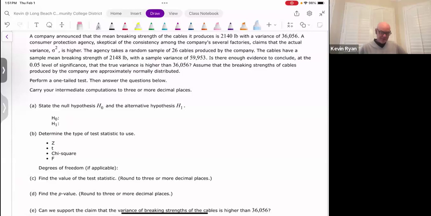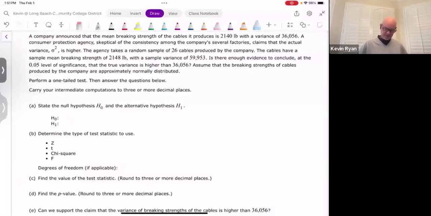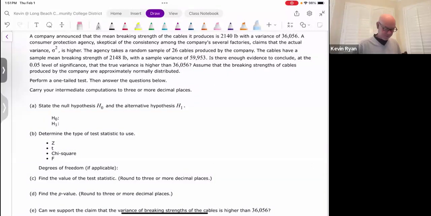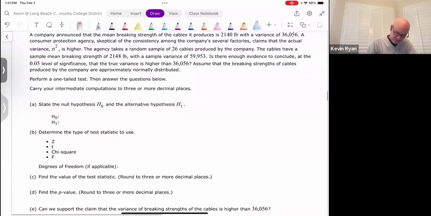A company announced that the mean breaking strength of the cables it produces is 2,140 pounds, with a variance of 36,056. A consumer protection agency, skeptical of the consistency among the company's several factories, claims the actual variance is higher. So let's get that here. So this is going to be the variance is equal to 36,056. This is going to be larger than 36,056.